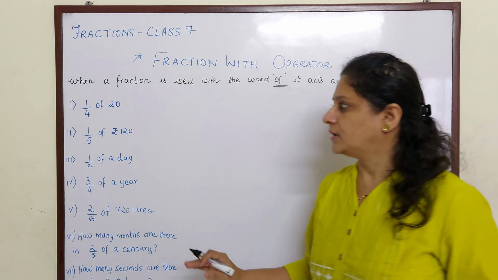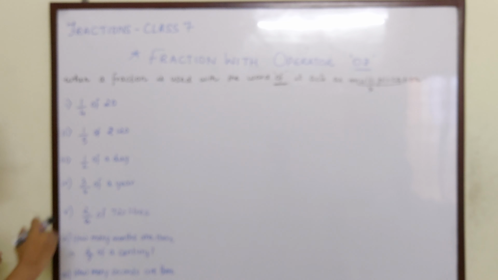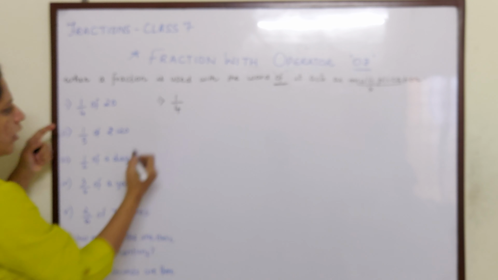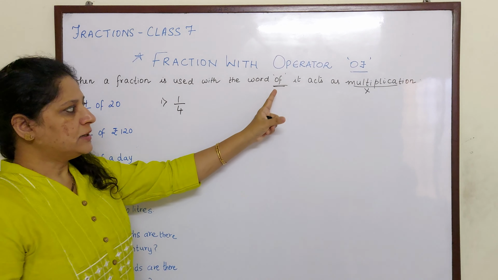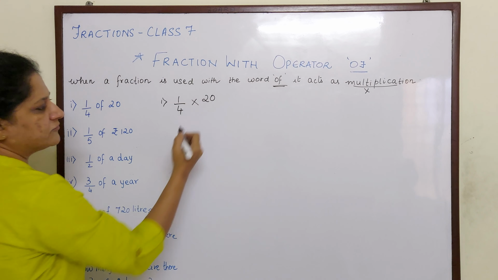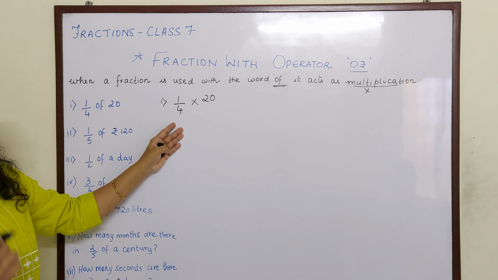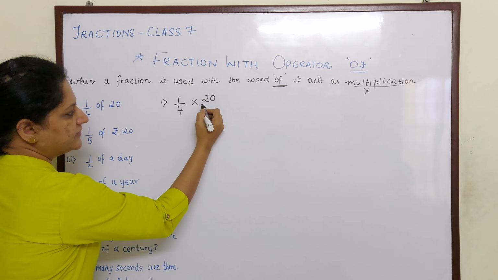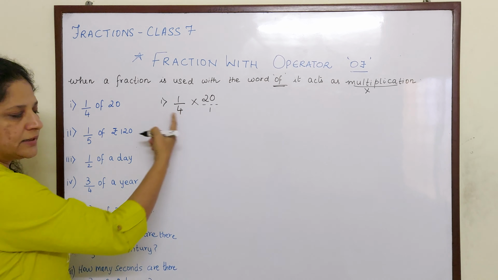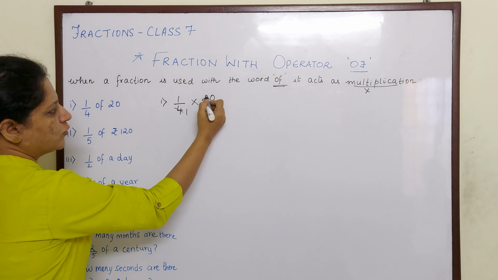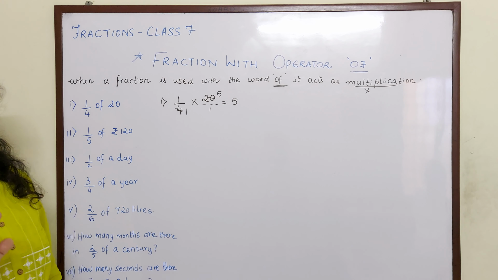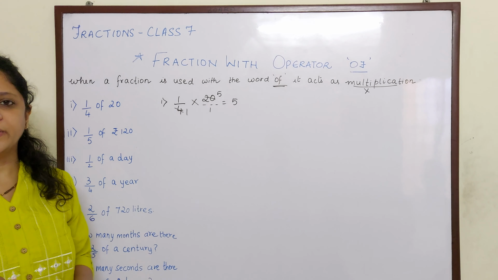Let us find out. 1/4 of 20. Now here I will write 1/4, right? Of. So we have to replace "of" with multiplication and 20. So this is 1/4 of 20. And we have already learned how to do multiplication of fractions. If there is nothing in the denominator, assume it as 1. So now one numerator and one denominator gets cancelled. 4 ones are 4, 5 fours are 20 and 1 five is 5. So this is what they mean by using the operator "of".